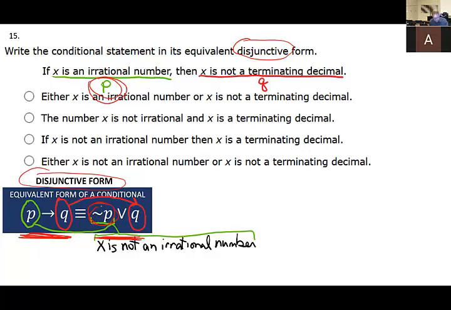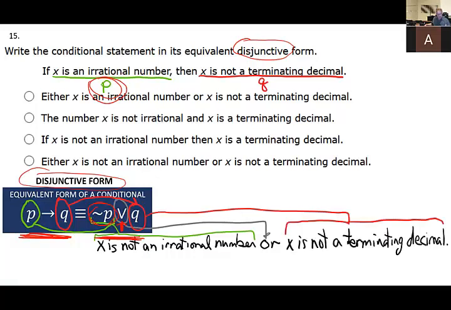Then the next thing you see is there's an or symbol. The V shape stands for the word or. So you have to write down the word or. And then the last thing on the right is just Q without changing it at all. Q is the statement X is not a terminating decimal. So you just write down X is not a terminating decimal.